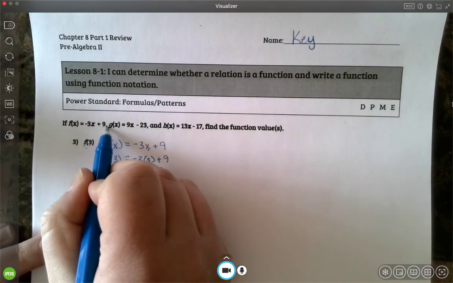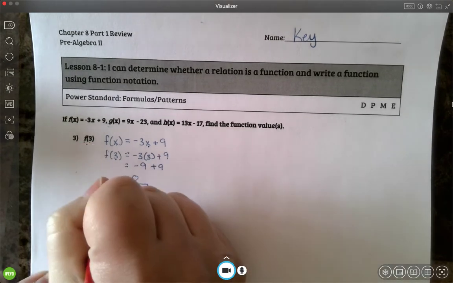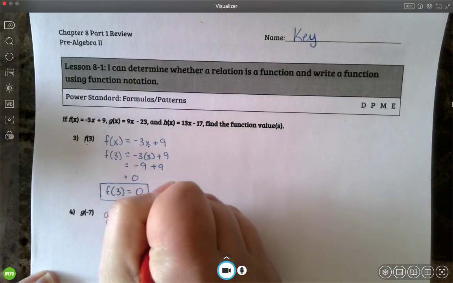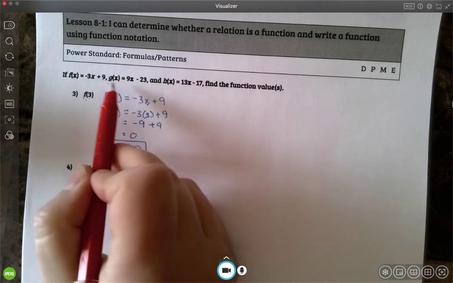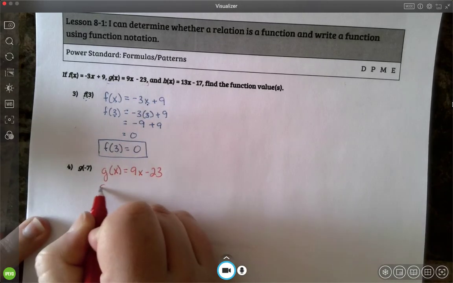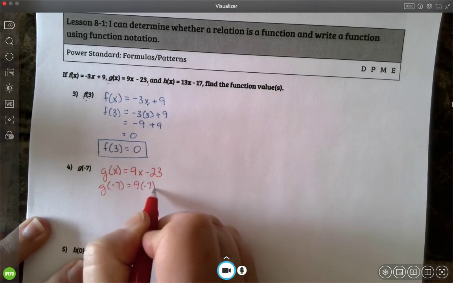So I look up here and I say, what is g? What is the function g? And I'm just going to grab another pen quick. So g of x is 9x minus 23. So then I got that from up here in the directions. I looked for the function g. Now I'm looking for g of negative 7. So again, I replace x with negative 7.